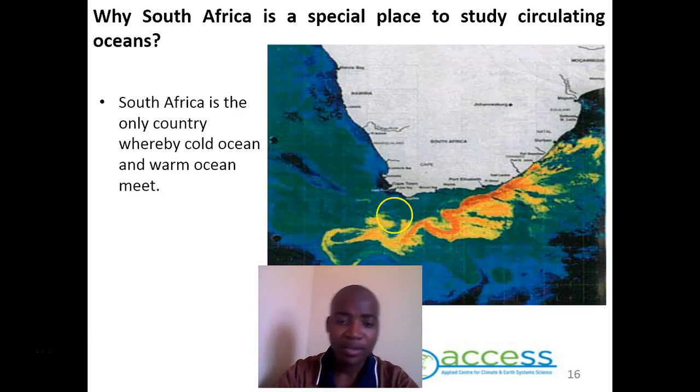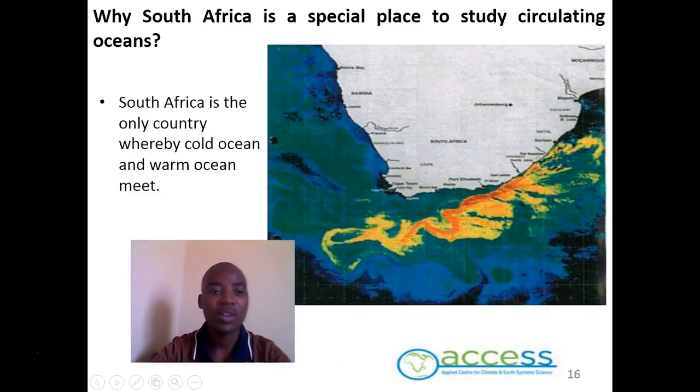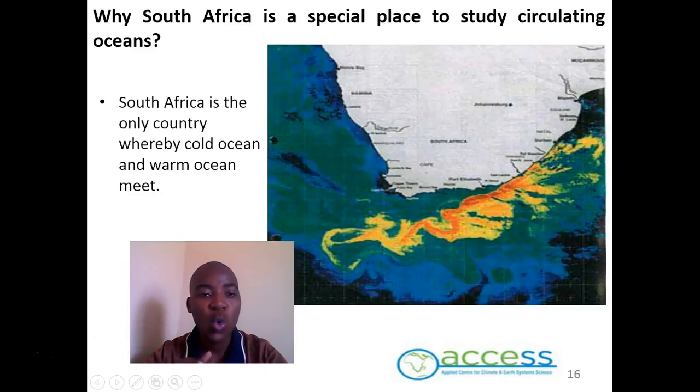Now, why is South Africa special? South Africa is a special place to study ocean circulation because it is the only country where two oceans meet, where a cold ocean and a warm ocean meet, with the cold Benguela current in the Atlantic Ocean and the warm Indian Ocean. They meet together. So South Africa is very special for studying ocean circulation.